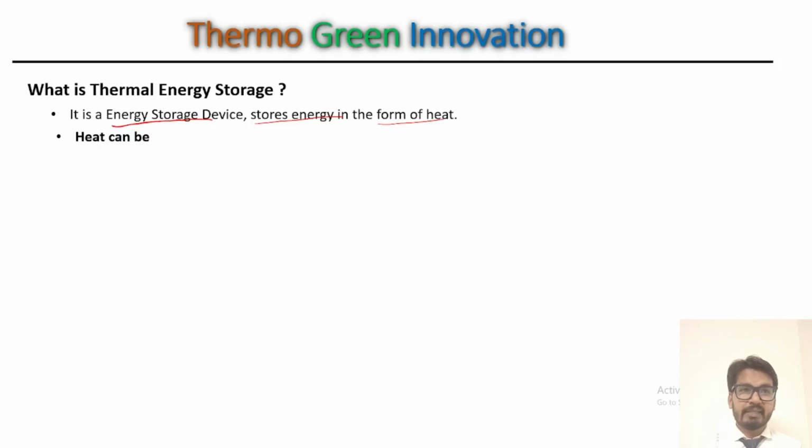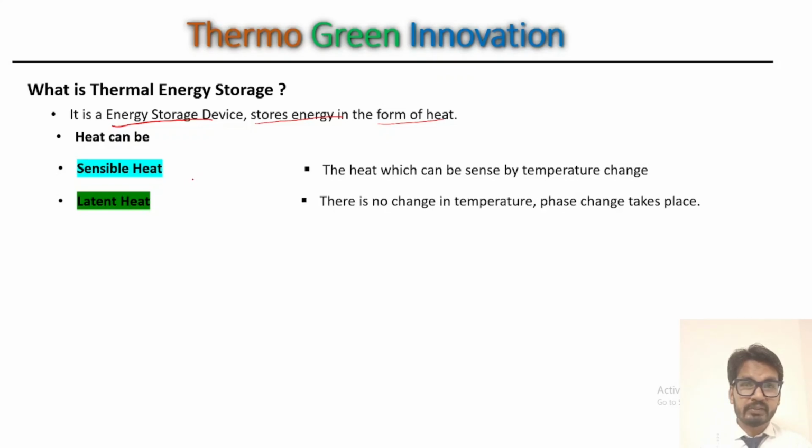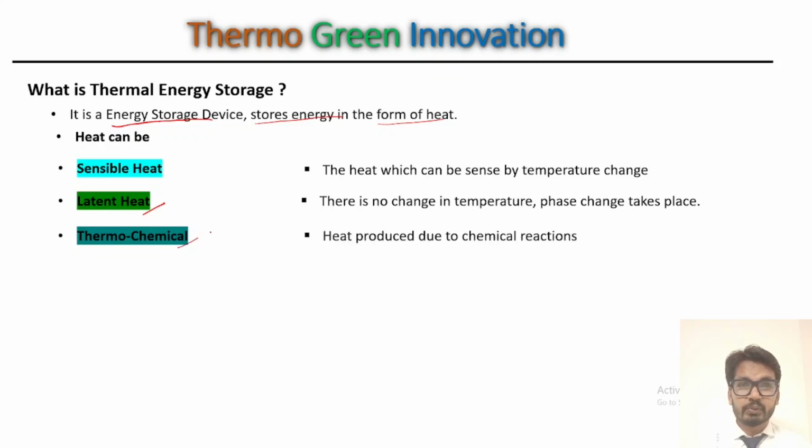If you are an engineering student, you definitely know that heat can be in different forms. Heat can be sensible heat, the heat which can be sensed by the temperature, which can be measured by the temperature. Latent heat, the heat which cannot be sensed by the temperature and it is associated with phase change, means that during the storage of this heat, there will be no change in the temperature. And one more, thermo-chemical, the heat released due to the chemical reactions.